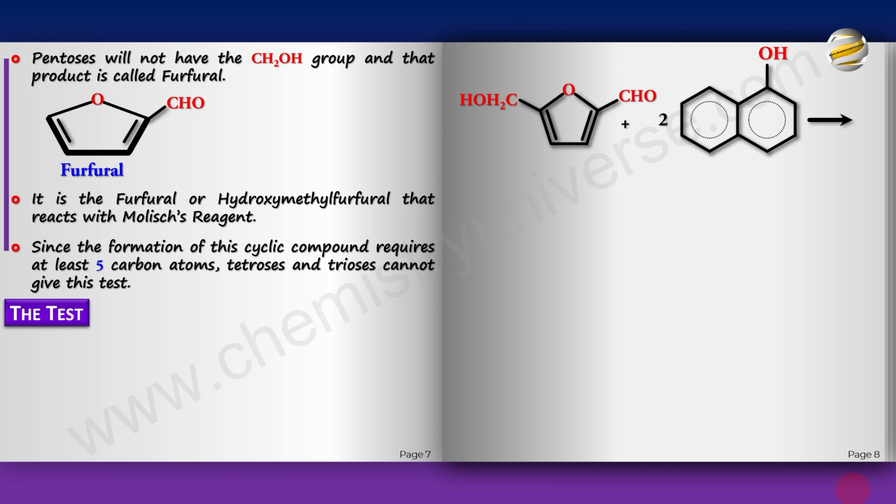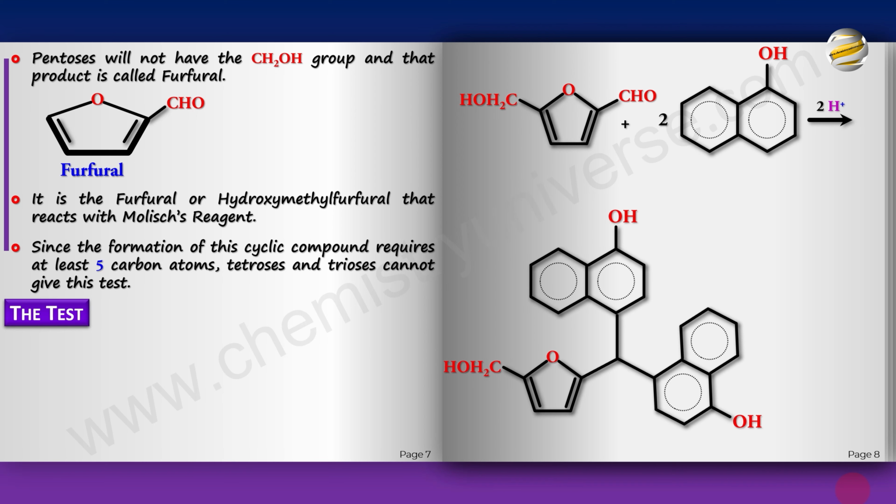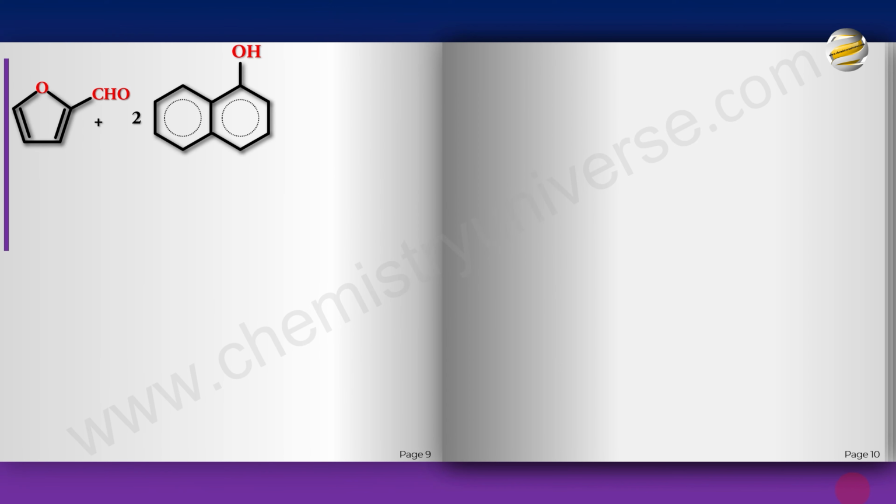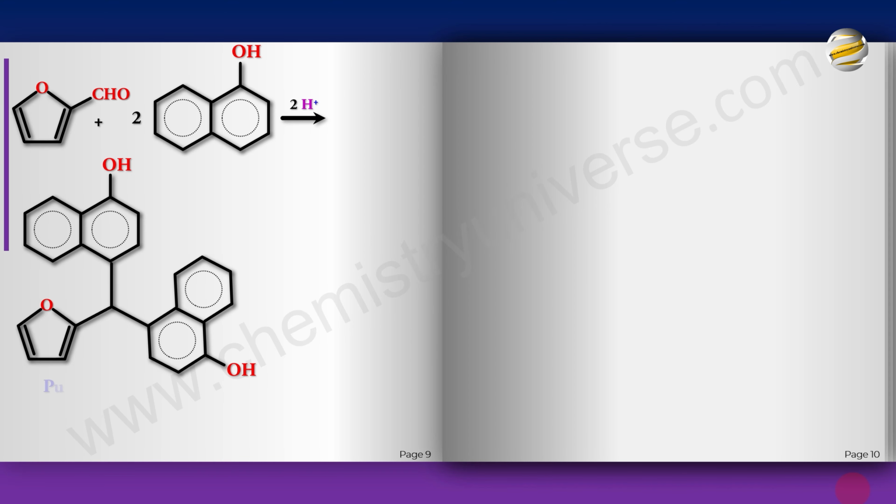In the presence of acid, you get an adduct like this, which is a purple colored dye. The same would happen even if you were to take a pentose, which would only give you a furfural, and yet it reacts with alpha naphthol, and this also is a purple colored dye.